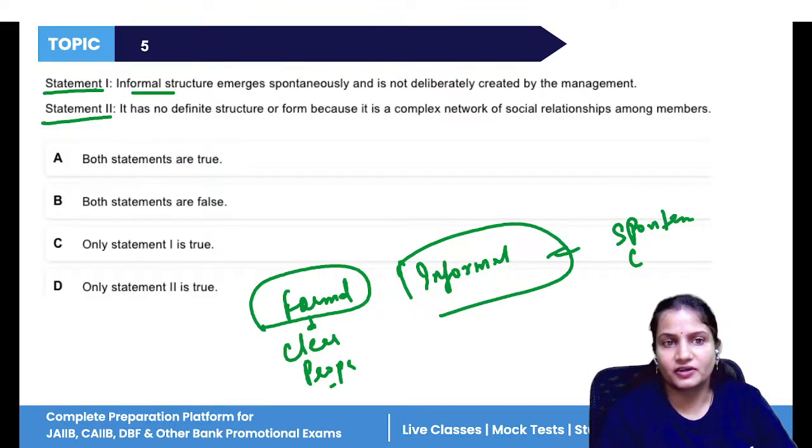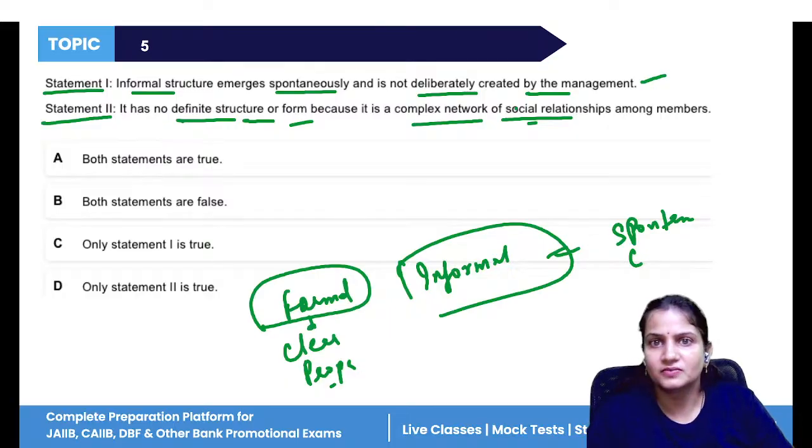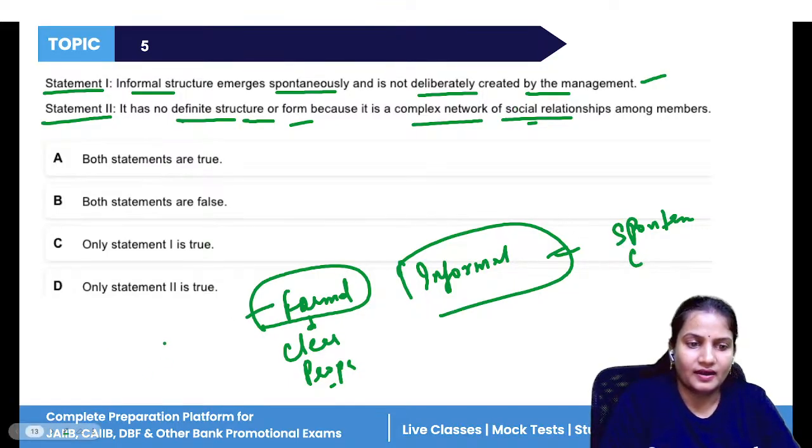Statement 1 says, informal structure emerges spontaneously and is not deliberately created by the management. Yes, this is correct. It has no definite structure or form because it is a complex network of social relationships. It arises with different relationships, the peer members, the social relationships among members. So there is no proper structure or form. But in formal, there is a proper structure, and a clear chain of command is there.